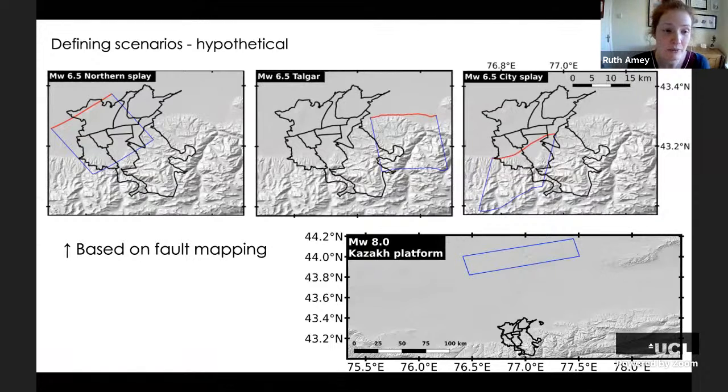In addition, we define hypothetical scenarios based on our fault mapping. So this includes the northern splay, where again, red is showing the fault at the surface. This extends under much of Almaty, as well as a fault to the east from mapping by our collaborators, and the fault throughout the center of Almaty, which we identified from our imagery and in the field.